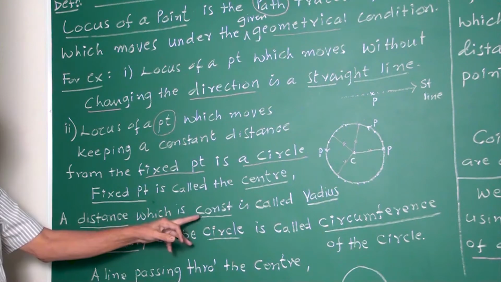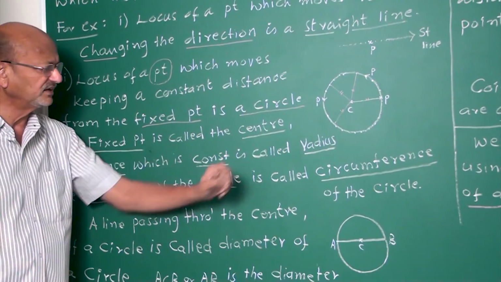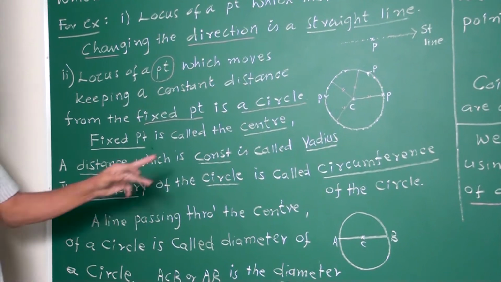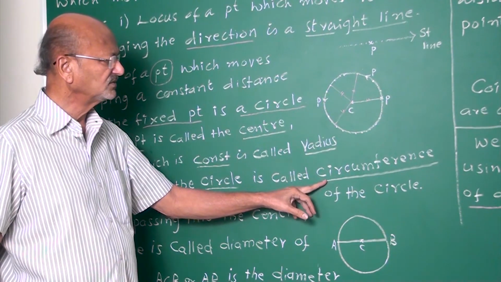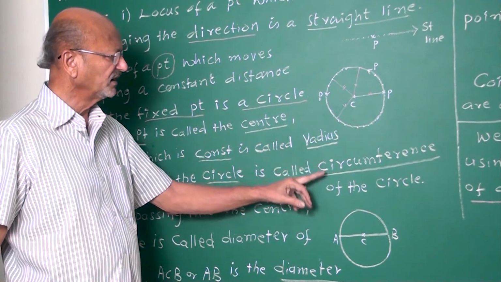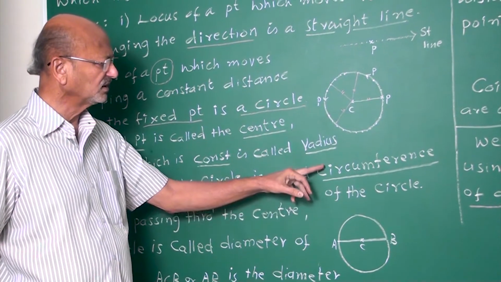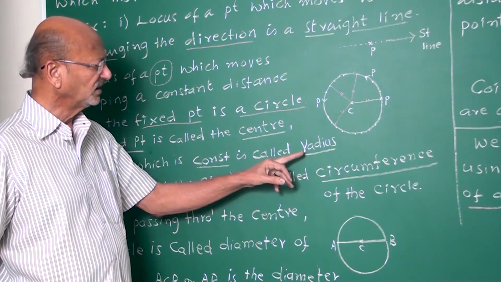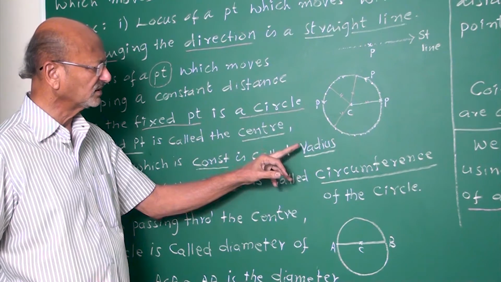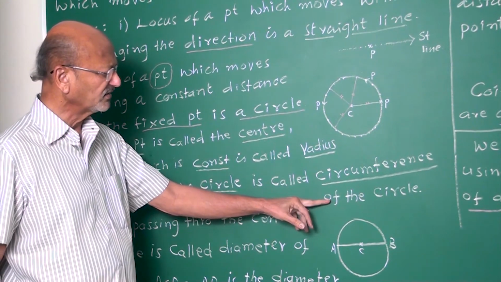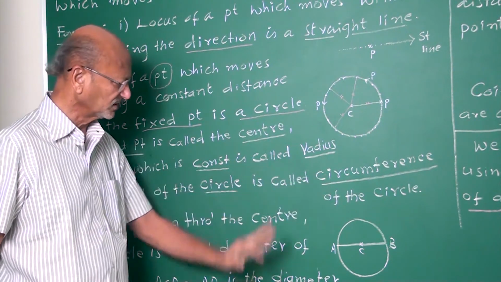The distance which is constant is called radius, and the boundary of the circle is known as circumference of the circle. Radius of the circle, center of the circle, circumference of the circle. Instead of writing every time center of the circle, radius of the circle, I have written at the end circumference of the circle.